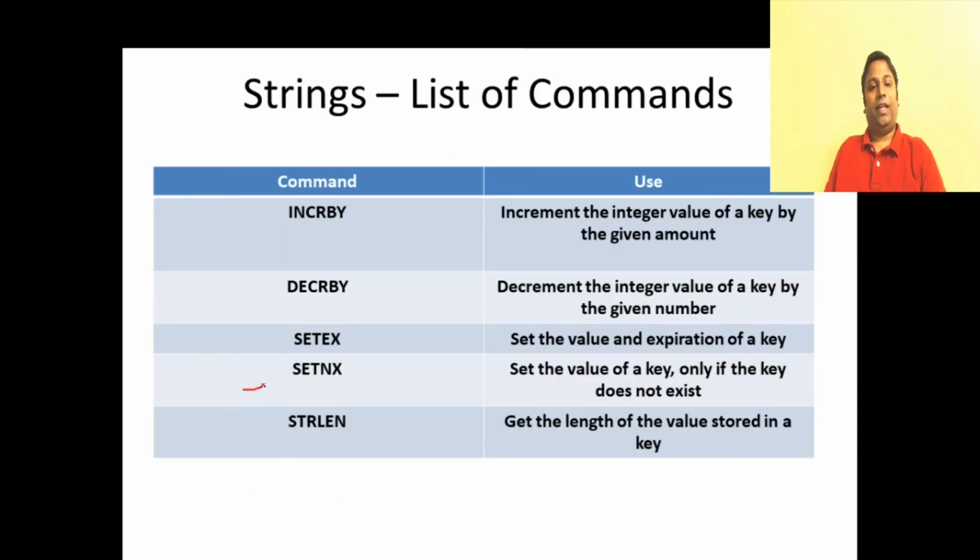Now we'll look at the next command, set nx. Set nx, the definition is: set the value of a key only if the key does not exist. For instance, let us take that we have in our database Tom having a value 14. So this already exists in the database. Suppose I give the command set nx Tom 30. It's going to check whether Tom is already in the database. Tom is already there, so it's not going to change its value. Suppose Tom is not in our database, then set nx is going to create the key Tom and set the value to 30.